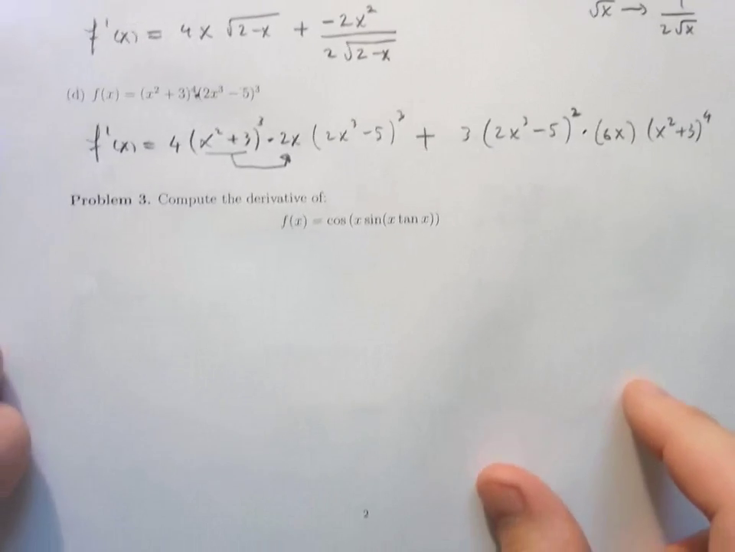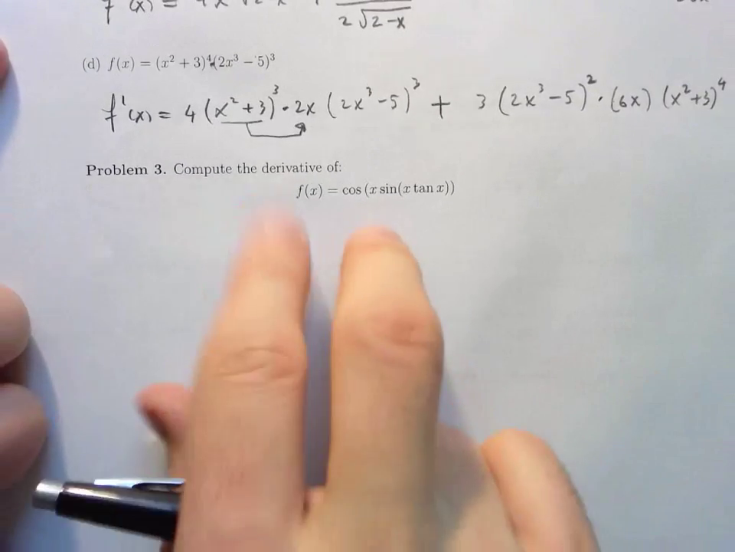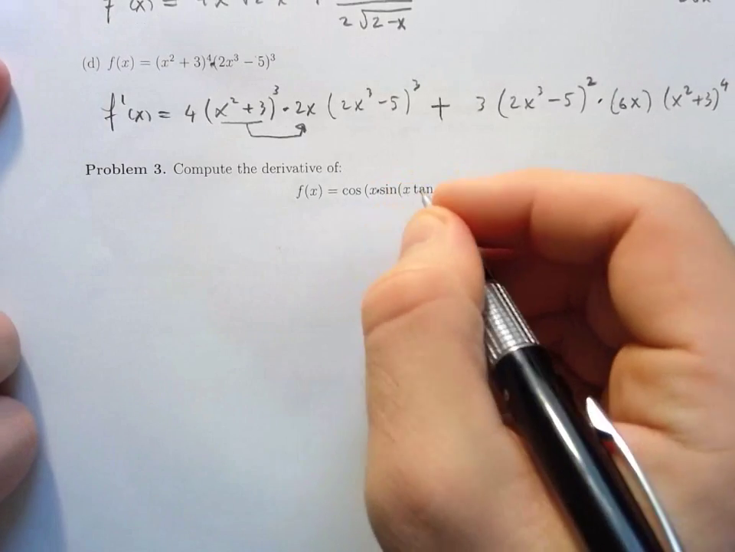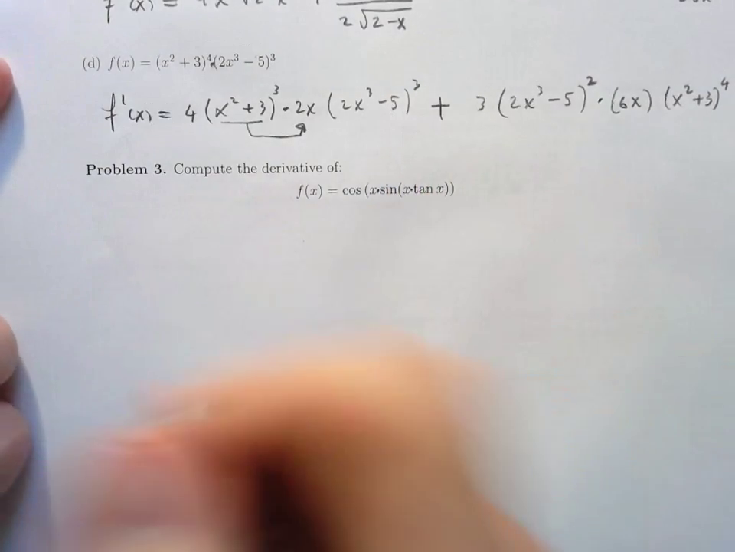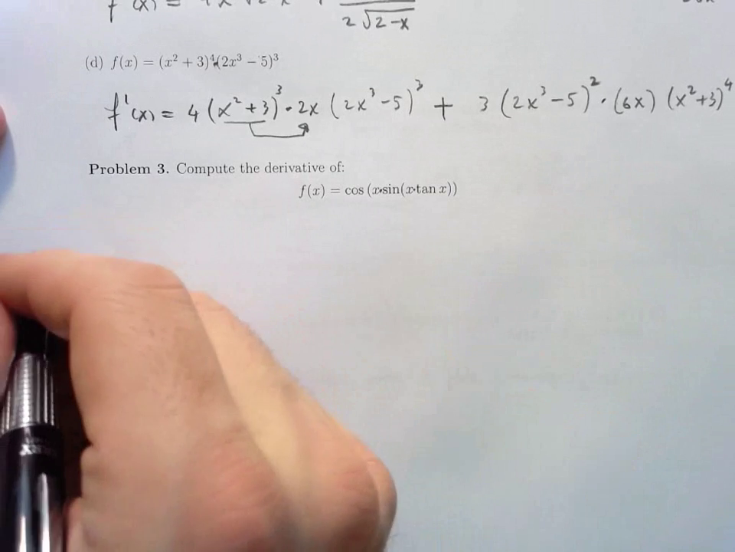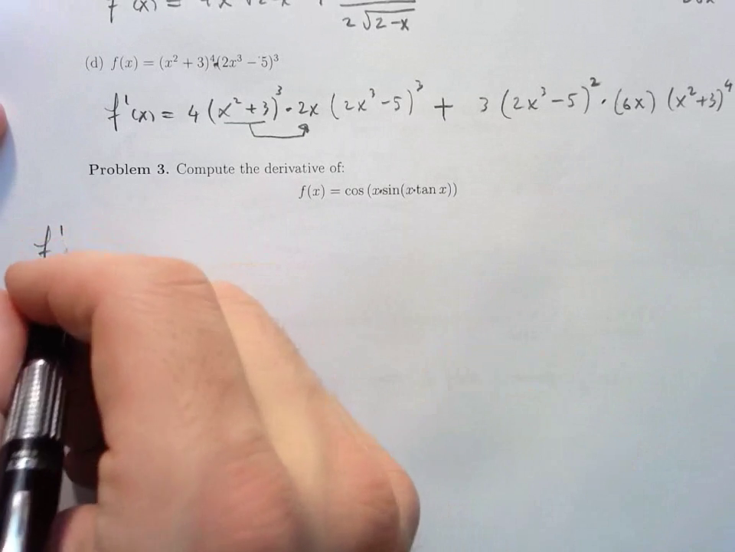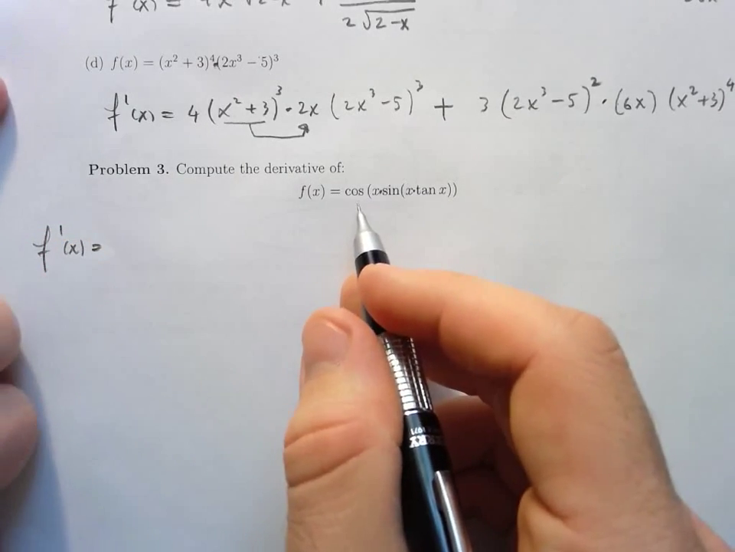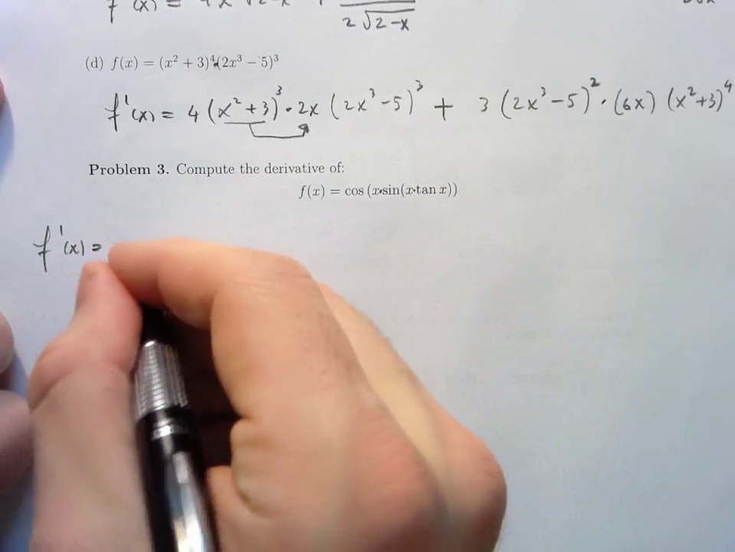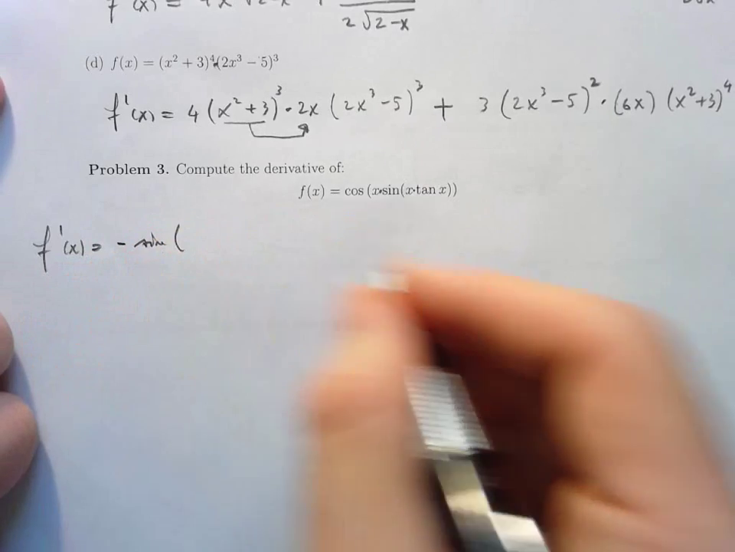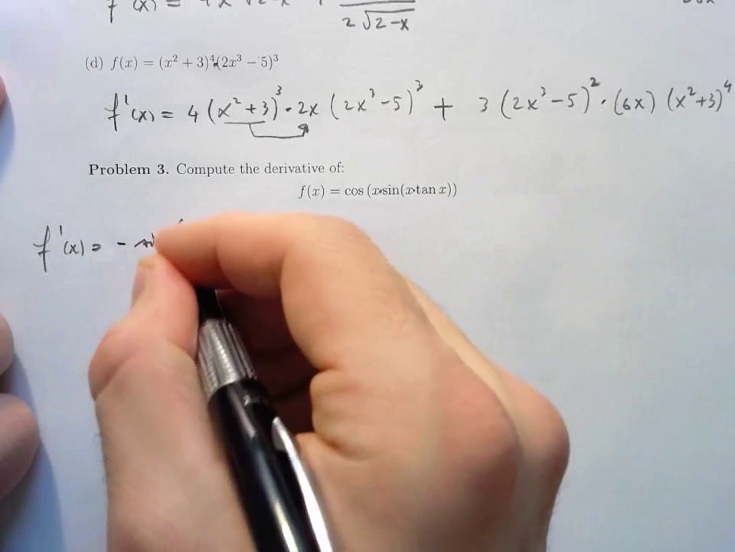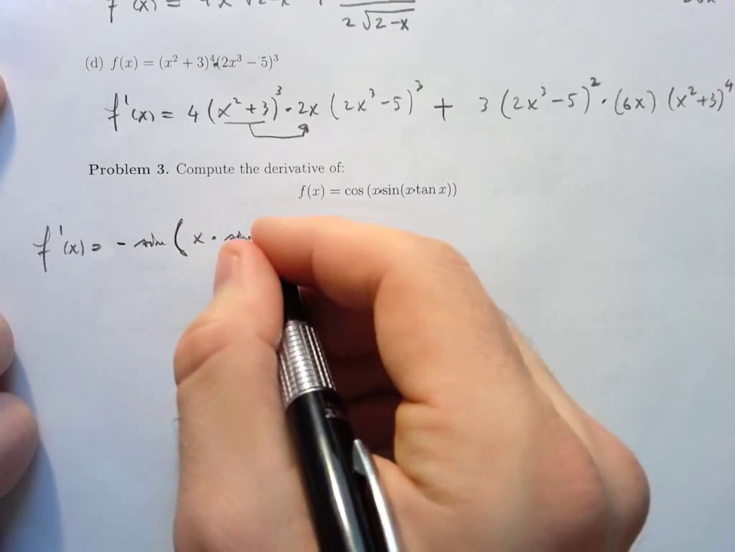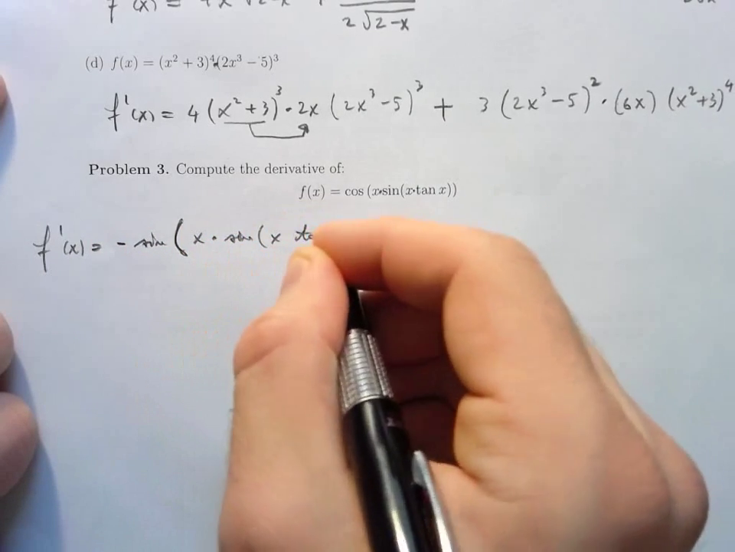Okay, how about problem 3? Over here we have quite a composition of functions, and I have some products inside too. So let's see, how do we do this derivative? f prime is going to be, okay, the outermost function is cosine, and its derivative is negative sine of whatever I have inside here. So that's x times sine of x tangent x.